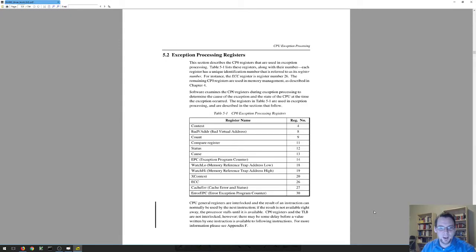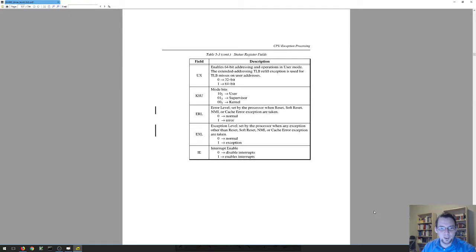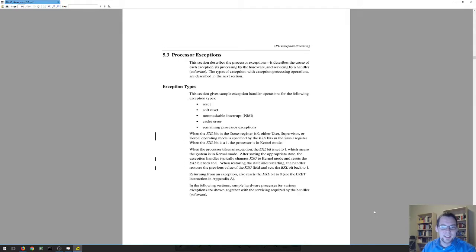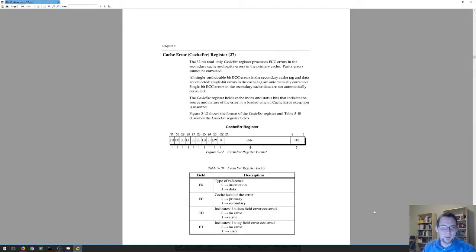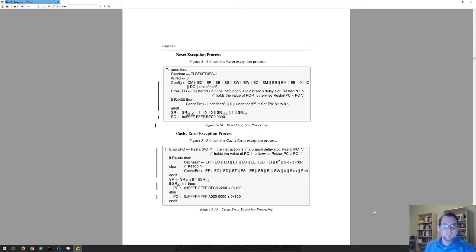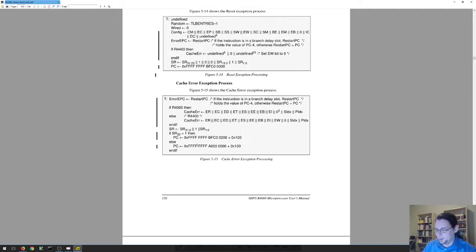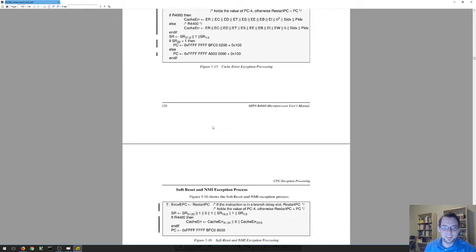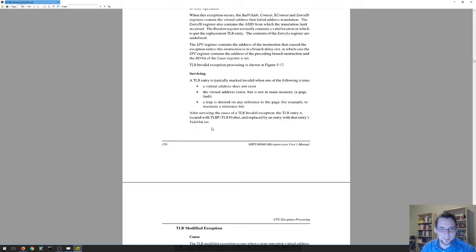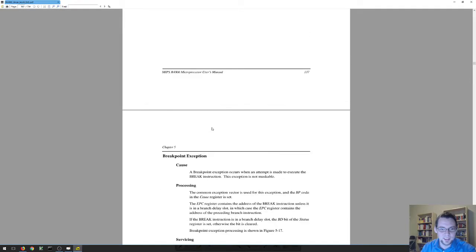CPU exception processing. There are these awesome flowcharts. That's why I love this manual. This is just what gets set up on which exception state, what the registers are. There are special system registers that tell you what exception happened. Here, this is what happens on reset. This is what happens on cache errors. All these kinds of things get initialized. And the best thing here is some pages from here.